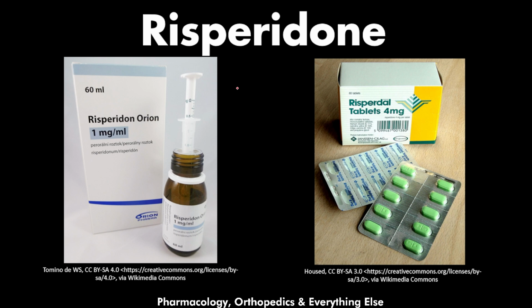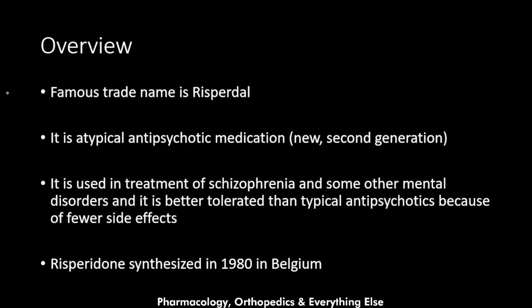So here we will talk about Risperidone. Risperidone is an antipsychotic medication that is used in treatment of schizophrenia, and in this video we will explain the pharmacology of this medication. You can always skip to other parts of this video using the video chapters available in the video description. So let's start with an overview of Risperidone.